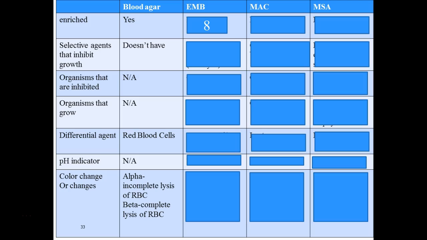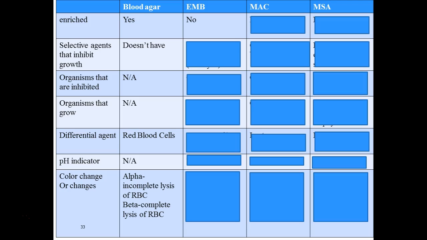EMB and MacConkey have a lot of similarities. So some labs usually use one or the other. They don't usually use both of these because, as you'll find out, they're both relatively similar. And as I said earlier, MSA, all of these deal with fermentation and therefore a pH change. They all have some type of pH indicator in them. So EMB and MacConkey, none of these are enriched, right? Like I said, blood is the most common enrichment when we say enriched. But EMB is selective.